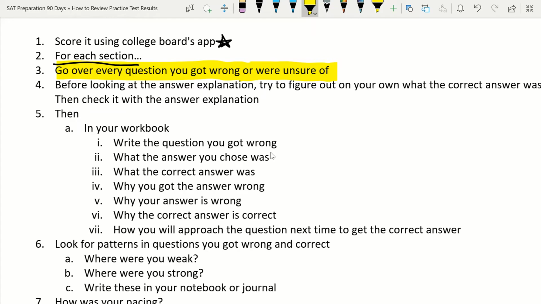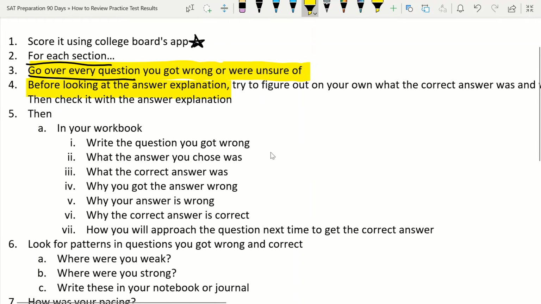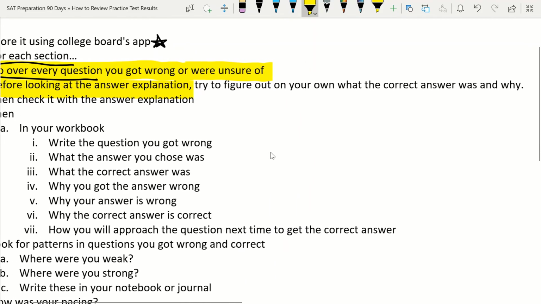So what does that mean? What does it mean to go over each question? Well, if you got a question wrong, what you're going to do first is before you look at the correct answer or the correct answer explanation, you're going to see you got it wrong because I believe that it puts a little X by that question for you instead of just giving you the right answer. So if you see you have an X, so you got one wrong, what you're going to do is you're going to try to figure out on your own what that correct answer was and why that correct answer is correct.